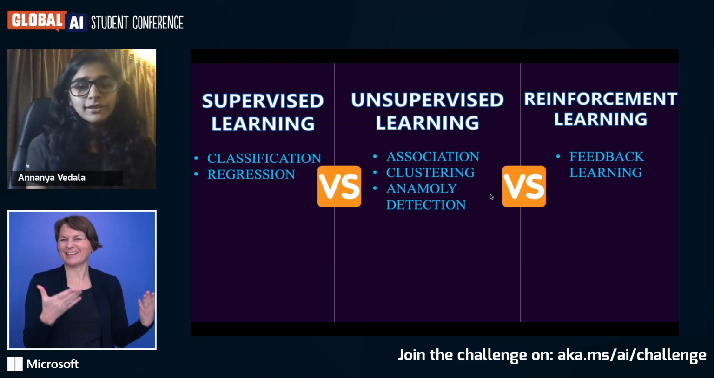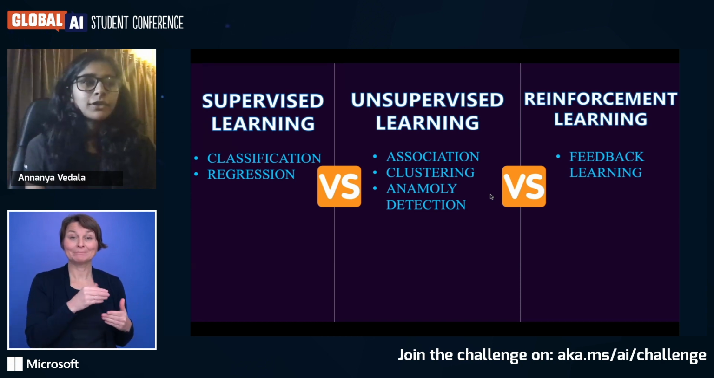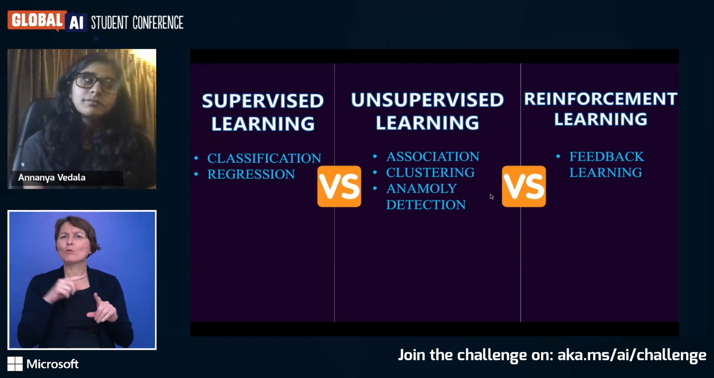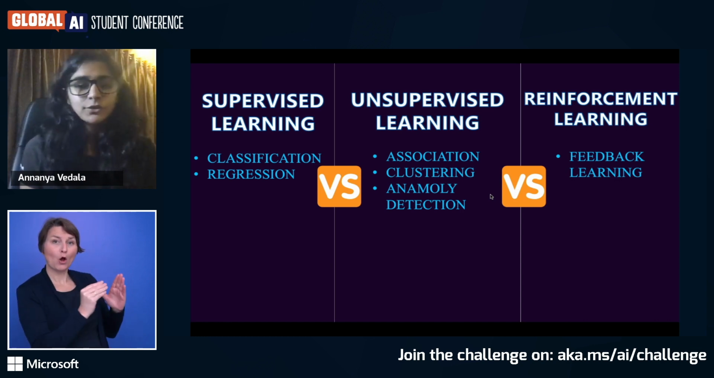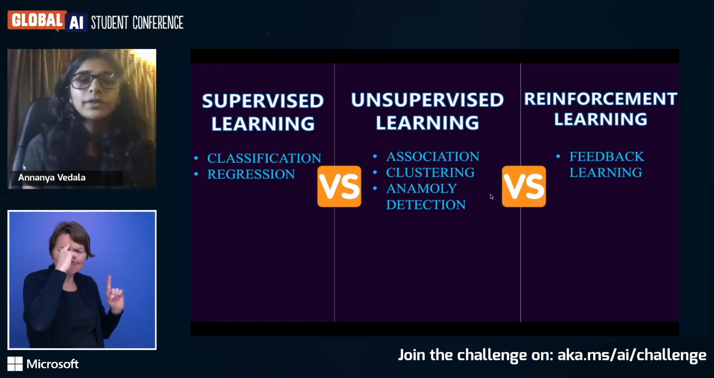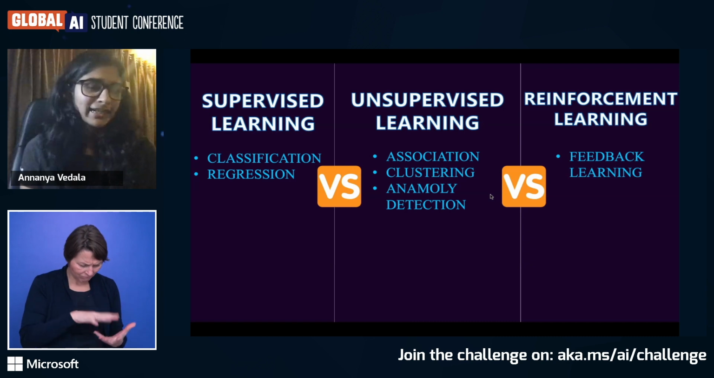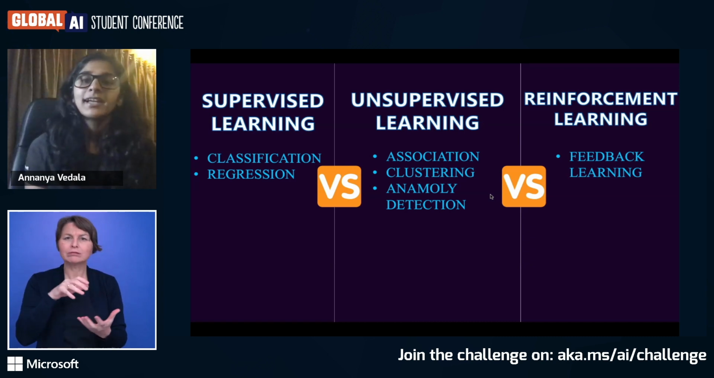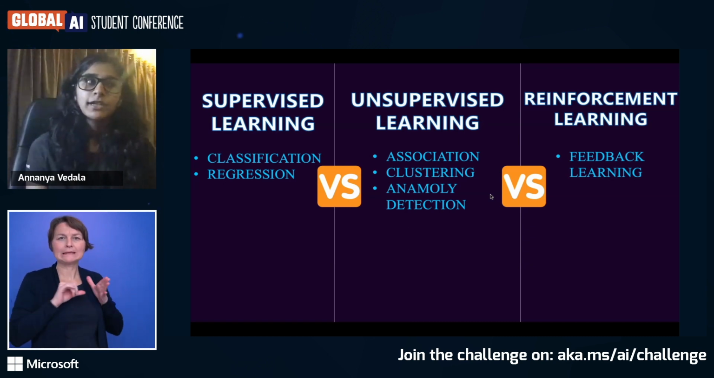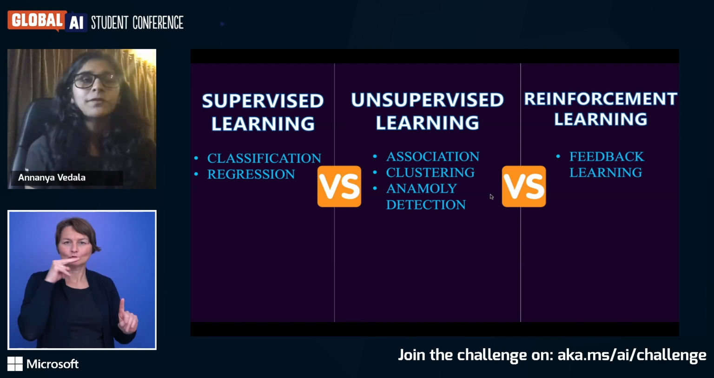Coming to unsupervised learning, you're not really guiding the model. You're just giving the model inputs and asking it to come up with patterns or clusters or whatever it can with that given data. So not really guiding it. That's unsupervised learning. And reinforcement learning, on the other hand, is a little different from supervised and unsupervised learning.